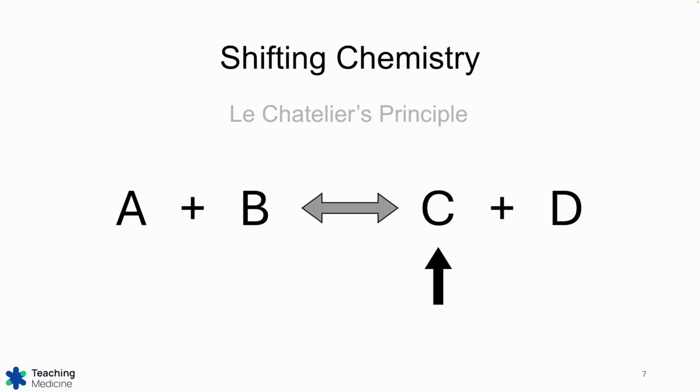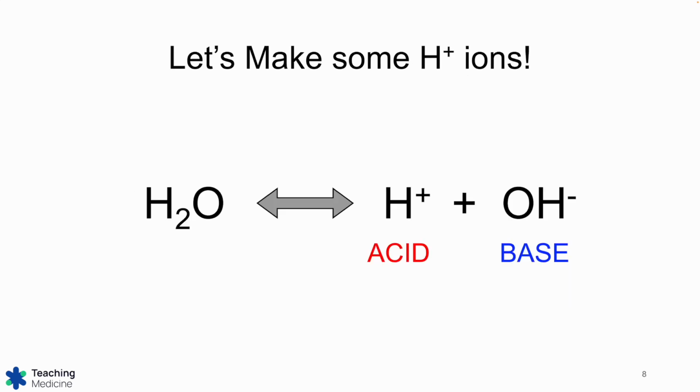And if we increased chemical C, this is going to shift the equation to the left. Chemicals C and D are going to react with each other and produce more of A and B, but chemical D will be consumed in this process and its concentration will go down. So these are essentially the components of the concept of shifting chemistry. Let's see if we can apply this now to our acid-base chemical solution.